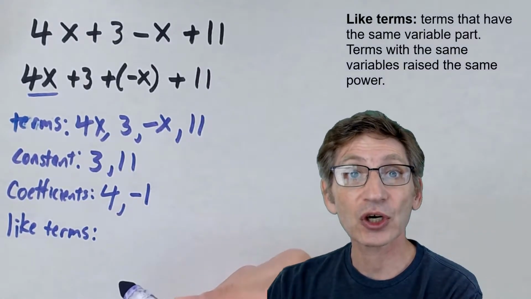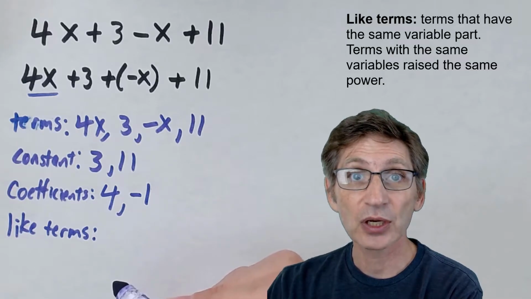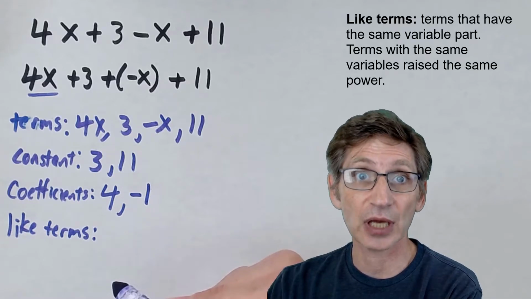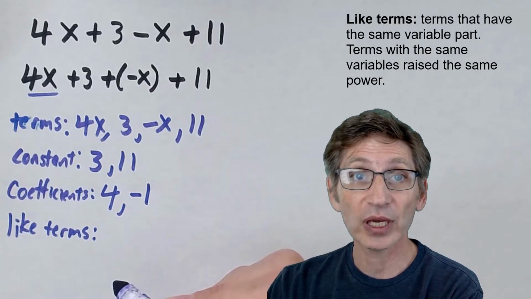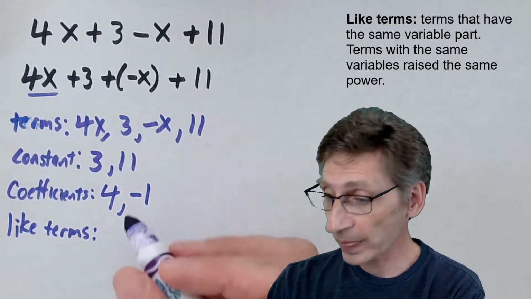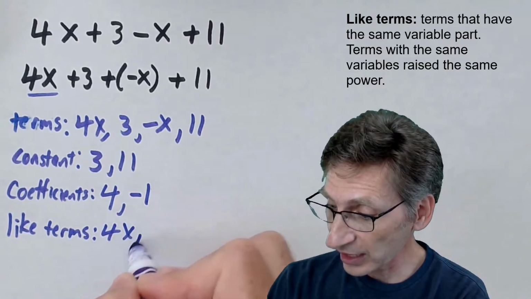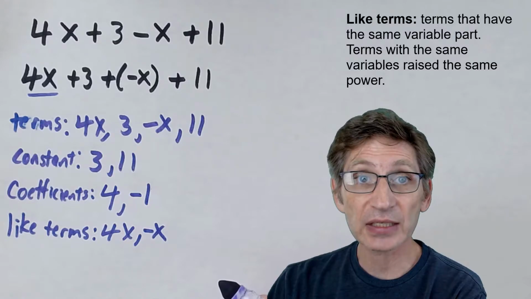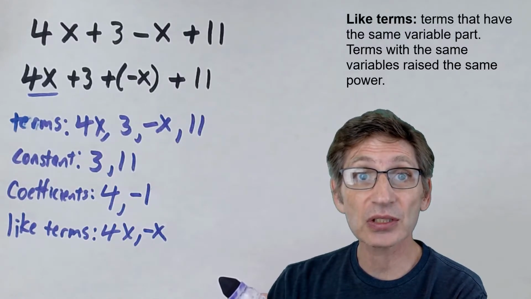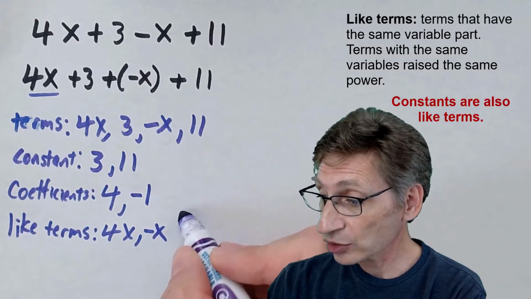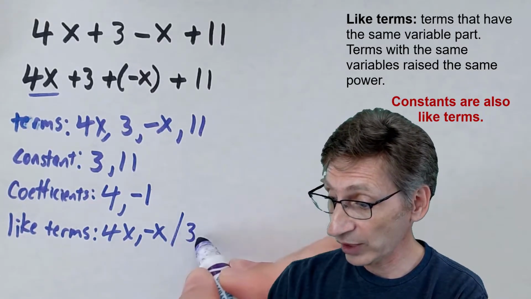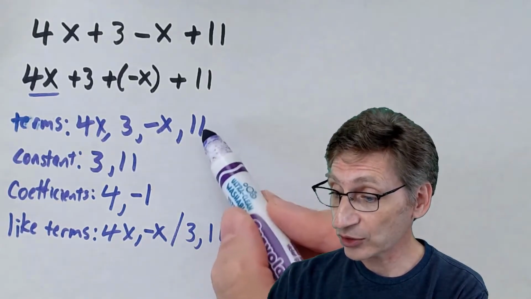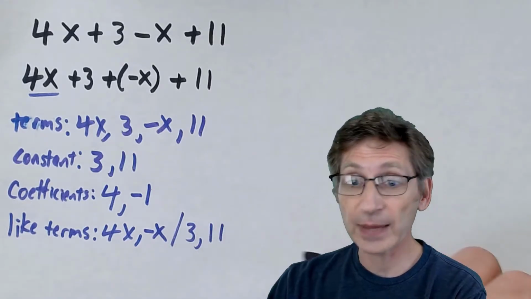Like terms are terms that have the same variable parts. So all of the variable pieces in a term must match all the variable pieces in another term. In this example, we have two terms that have an x in them. We have 4x and negative x. So those are like terms. Next, we look for the constants. Constants are also considered like terms. So we have another pair of like terms. We have 3 and 11. We have identified the terms, the constants, the coefficients, and the like terms.